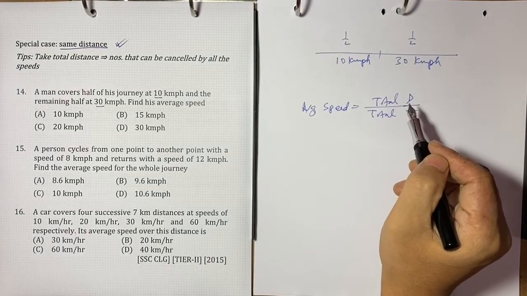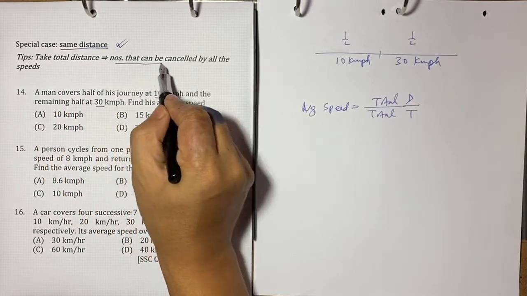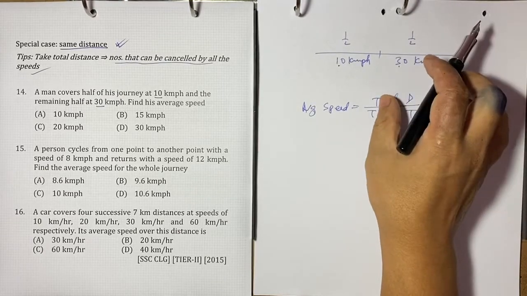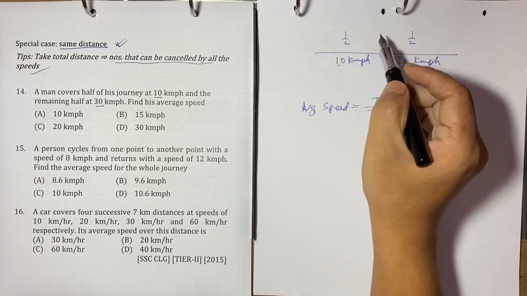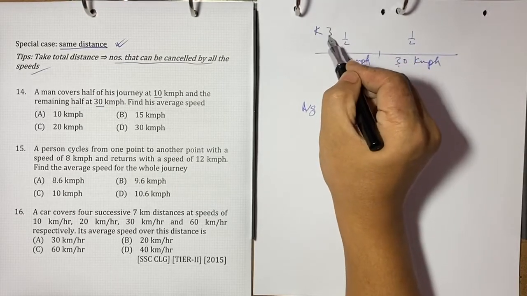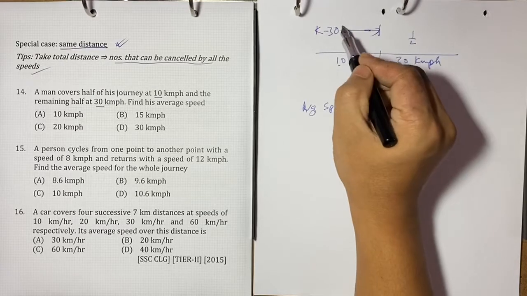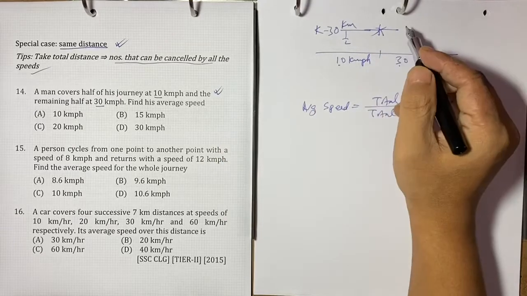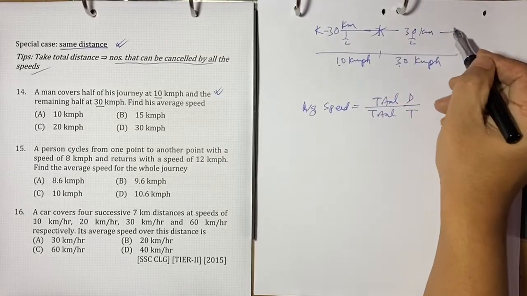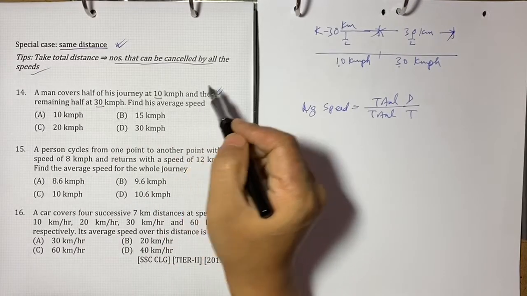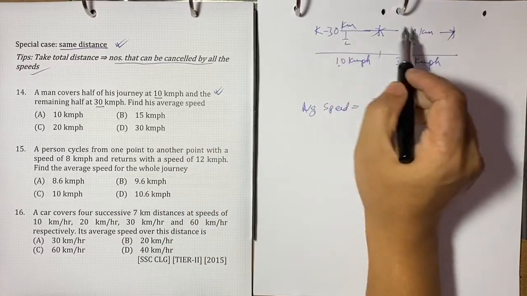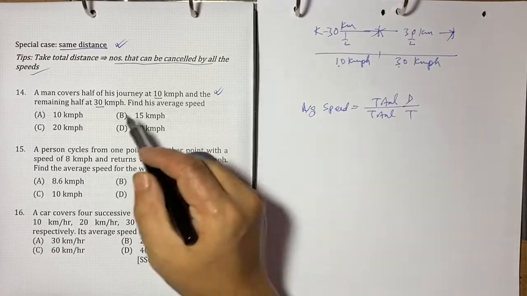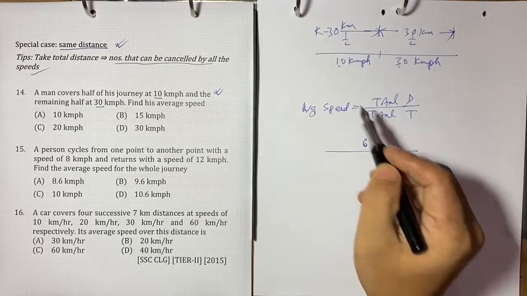My tip is to take the total distance as a number that can be cancelled by all the speeds. For example, 10 and 30 both cancel into 30, so take a distance such as 30 km. For this particular problem, half of the journey at 30 km/h means the total distance is 60. So in this case, the total distance will be 60, and then we find the time for each half.